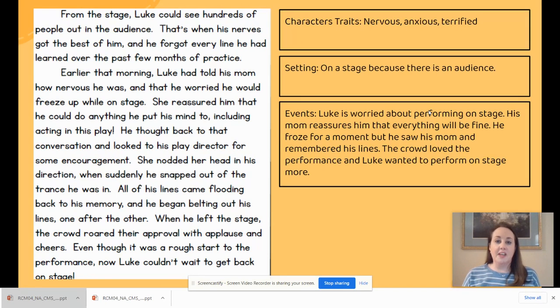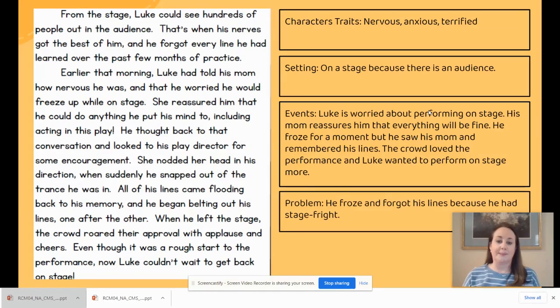All right, so our events are the plot. What is happening in the story? Luke is worried about performing on stage. His mom reassures him that everything will be fine. He froze for a moment, but he saw his mom and remembered his lines. And once he performed, the crowd loved the performance and he was ready to perform more on stage. So that is what is happening in the story.